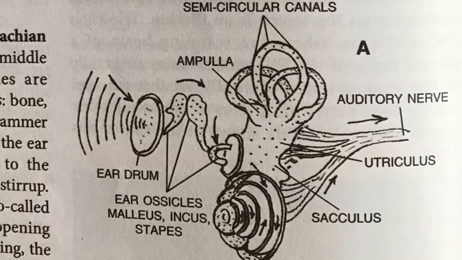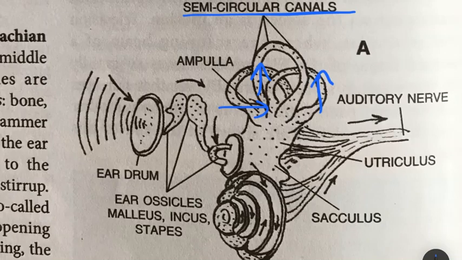Okay, the other part is the semicircular canal, which we haven't talked about. Okay, it is made of three sets. These canals, you can see there are three semicircular canals here which are arranged at right angles to each other in such a way that one is horizontal and the other two are vertical. They are at right angles to each other.